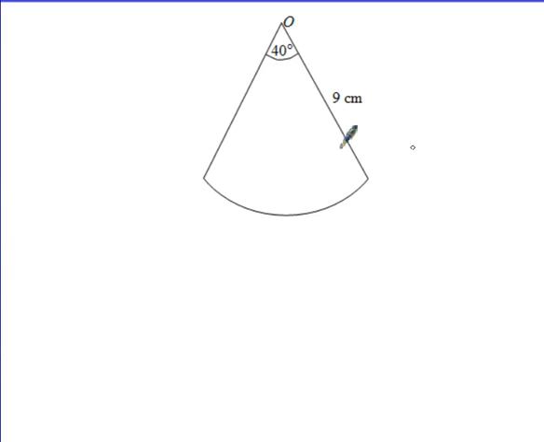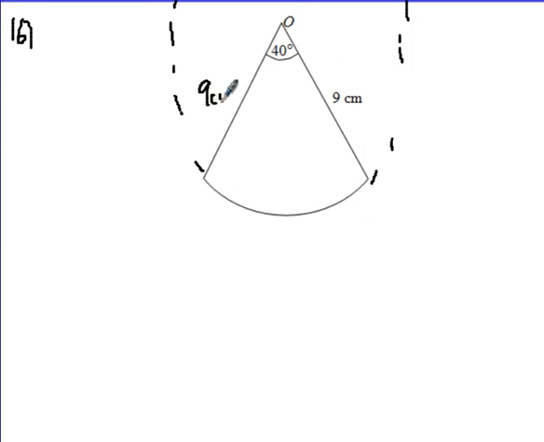Question 16. What we've got here is part of a circle. So imagine this kept going round and it was a full circle all the way around. That's the way to visualise it. And we're asked to work out the perimeter of the sector. So the perimeter all the way around the shape.